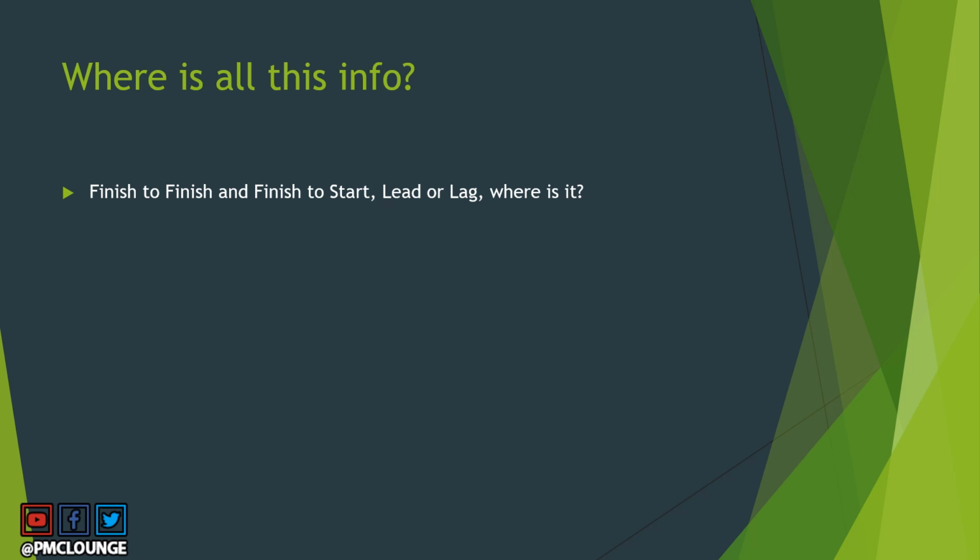Lead, lag, which activity is leading, which activity is lagging, which two activities have finish to finish or finish to start kind of dependencies. And of course, there are four types of dependencies. Three of them are main: finish to start, finish to finish, and start to start. So yeah, where is this information?